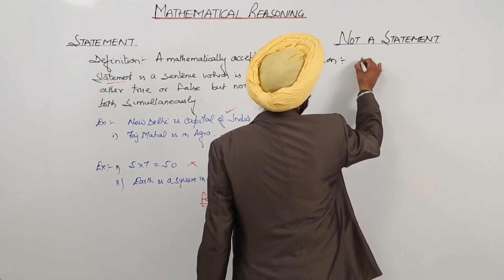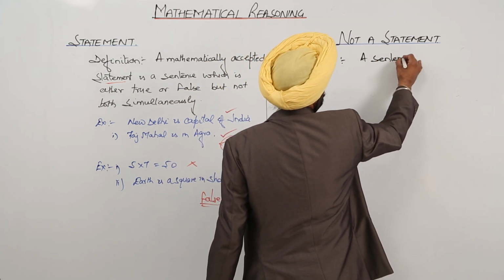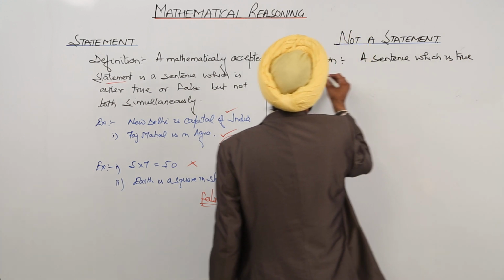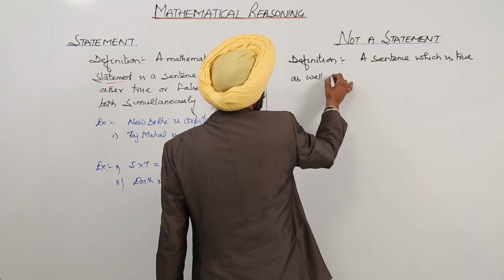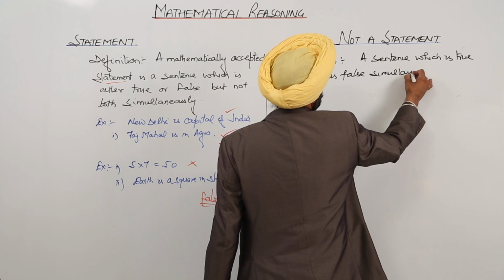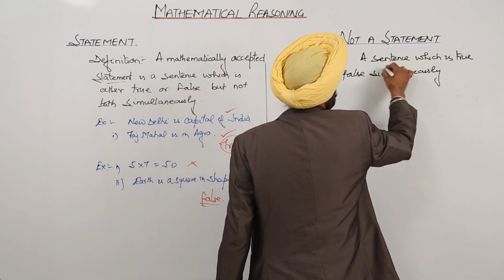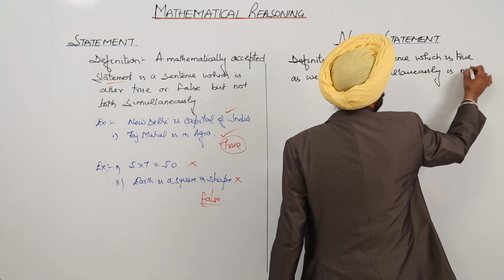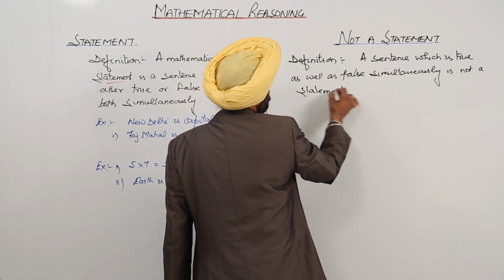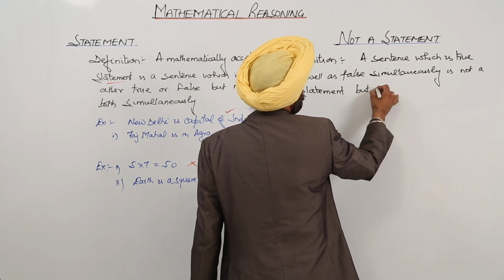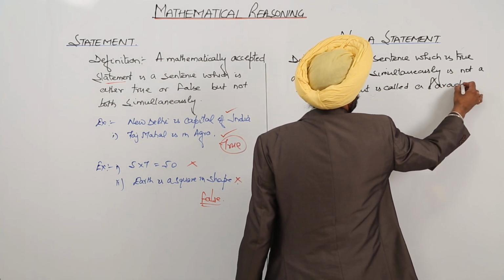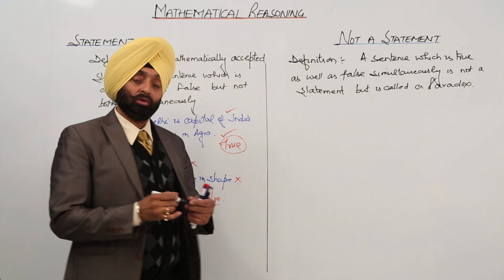Okay, now a sentence which is true as well as false simultaneously is not a statement, but is called a paradox. Okay, now let's go to examples.